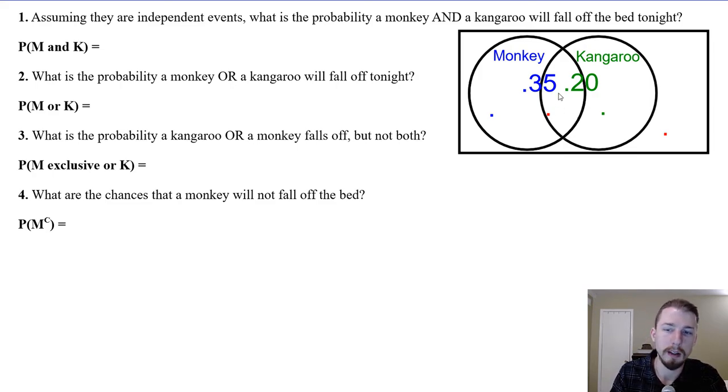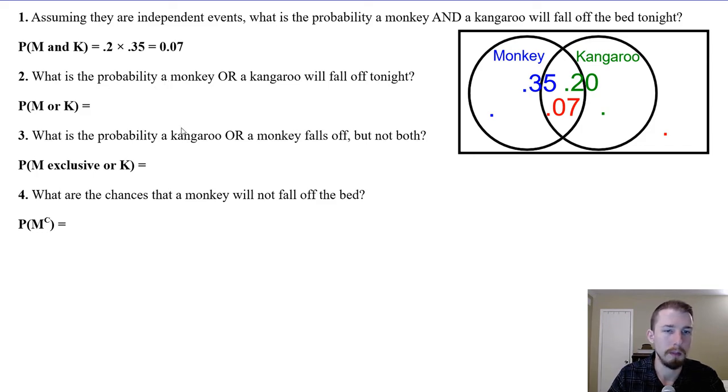So to find the probability of both of them, assuming they're independent events, what's the probability a monkey and a kangaroo fall off the bed? We would multiply those two together. So 35% of 20% would be 7%. So basically just multiply the two probabilities and that would be it. That's what we can do for the intersection of two events if they're independent events. We just multiply the probabilities.